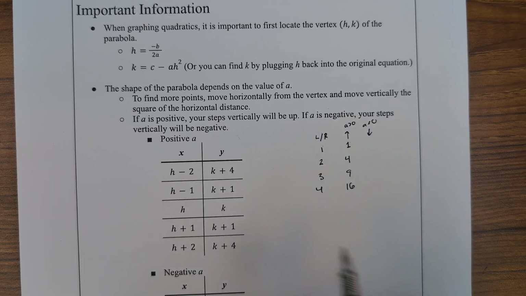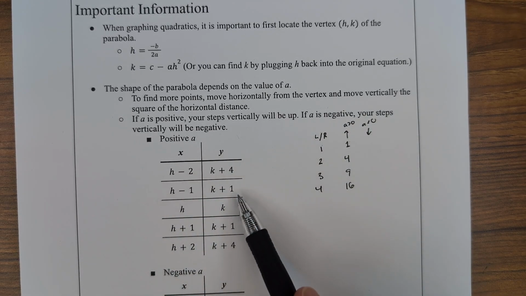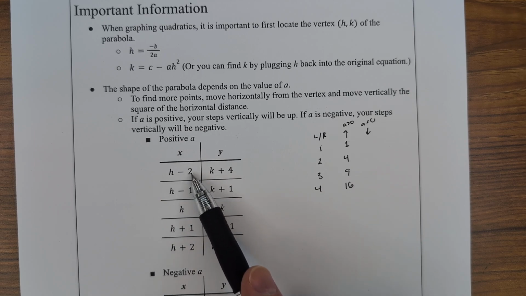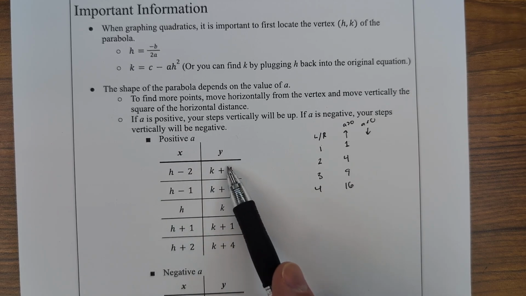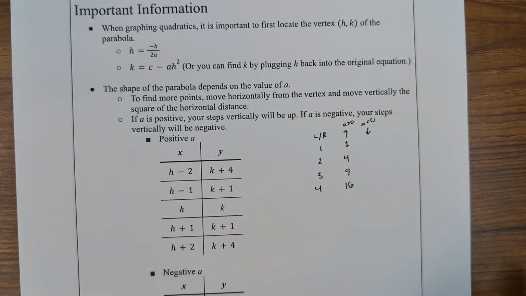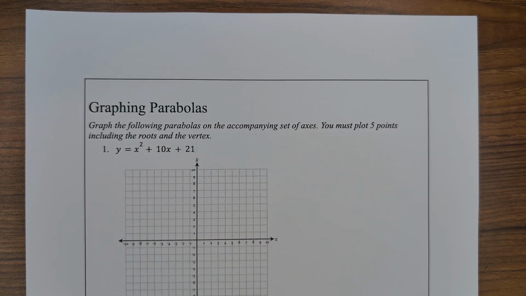If you prefer to use the t-table, we have this little guide. If you notice, the y values change by the square of the change over here. So this change is 2, the square is 4. Change is 1, the square is 1. It's easier to use the rules over here, but if you prefer the t-table, you could do it both ways. Okay, so let's look at some examples.